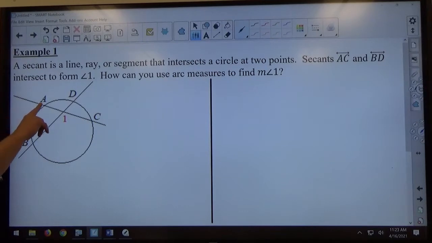And it creates, from the points of intersection, a chord inside the circle, right? When it goes through. But the whole secant line is the line. The segment from A to C, that line segment, is just a chord.